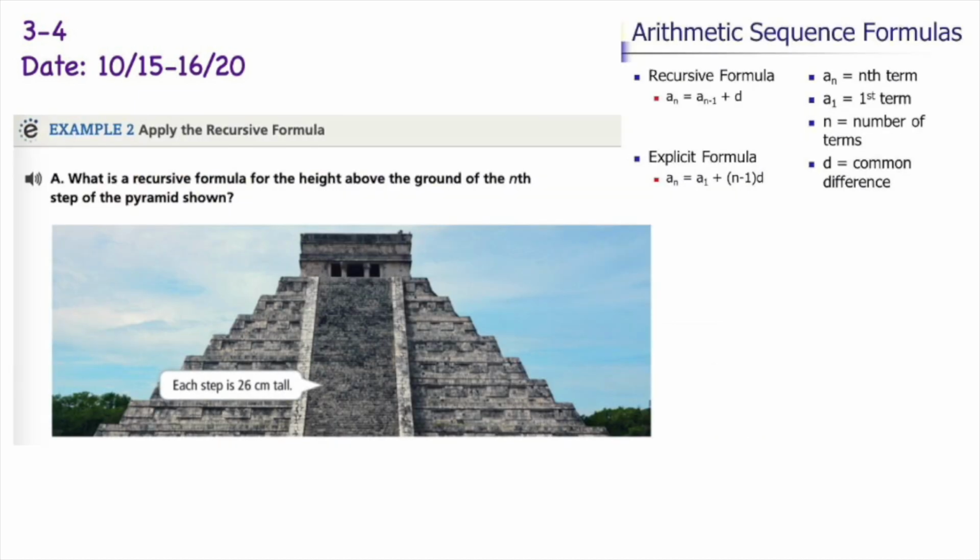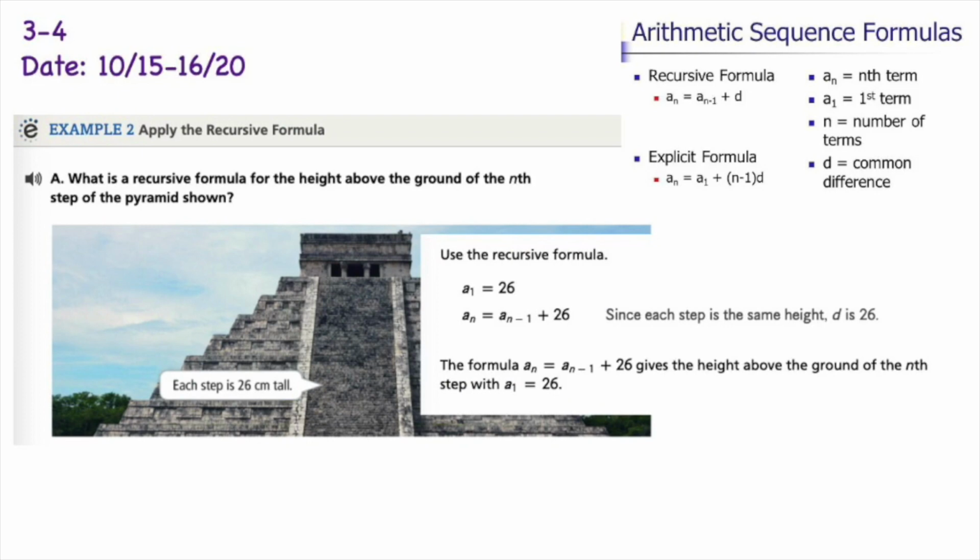All right, so let's do an example. Example number 2a. What is the recursive formula for the height above the ground for the nth step of the pyramid shown? So whenever they say nth step, nth of anything, that means that we're going to leave n in the answer, and that makes sense because they just want the formula. So in order to use the formula, you have to have a variable in the equation. So we have to keep n in the equation in order to keep the formula or use the formula. So use the recursive formula.